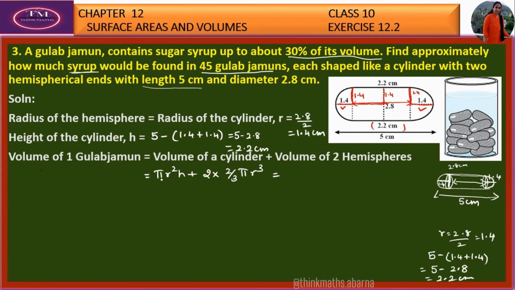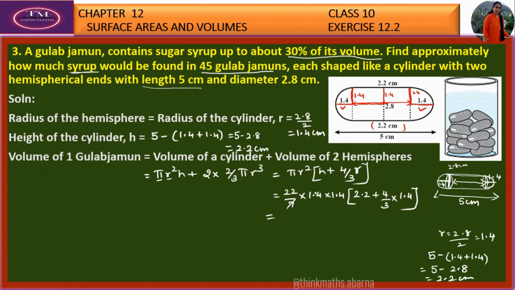So what is common here? You can take pi and r square. If pi r square is taken outside, it will be h plus 2 into 2 by 3, which is 4 by 3. Here pi r square is taken, so only one r will remain. Substituting the values, pi takes the value 22 by 7. What is r? r is 1.4. So 1.4 into 1.4. What is h? h is 2.2, the height of the cylinder. It is 2.2 plus 4 by 3 into r. r is 1.4.